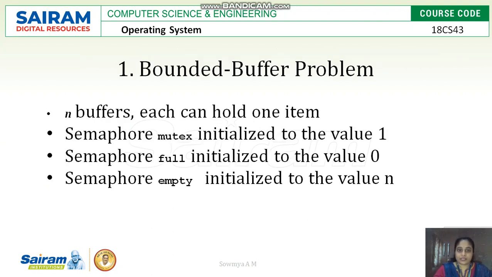First we will see the bounded buffer problem. In the bounded buffer problem, the size of the buffer is defined. Let's consider the size of the buffer to be n. Each slot, from 0 to n minus 1, can hold one item. For semaphores, we have mutex, which is initialized to 1, semaphore full, which is initialized to 0, and semaphore empty, which is initialized to the value n. Here n is the size of the buffer.